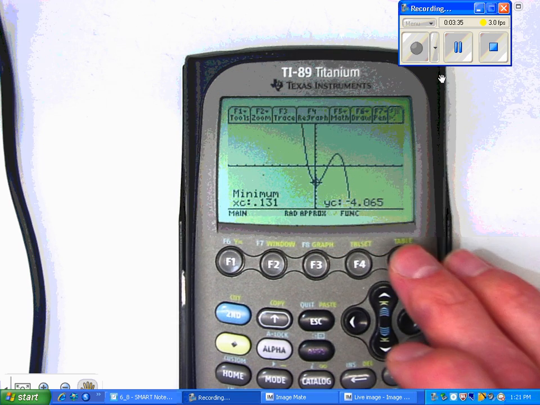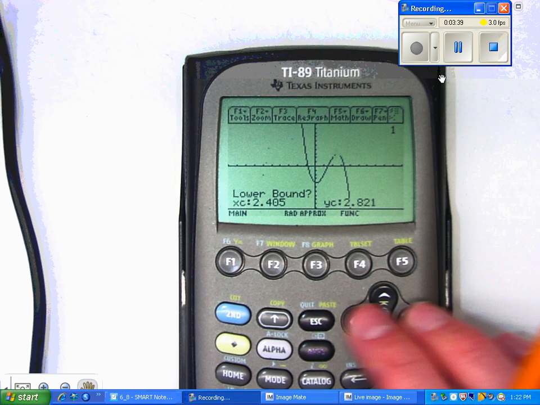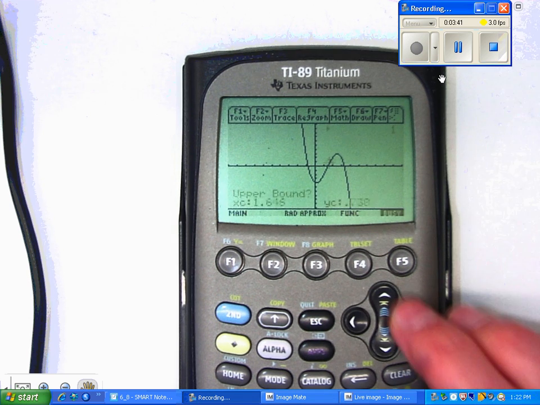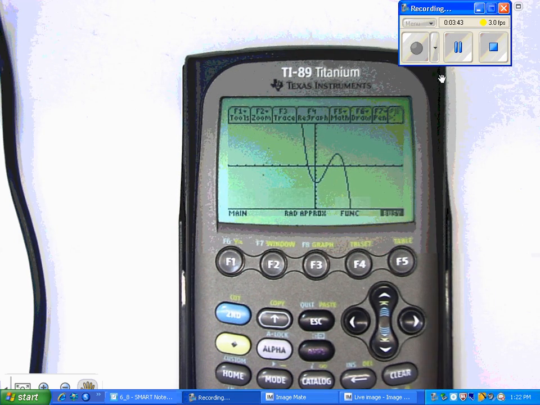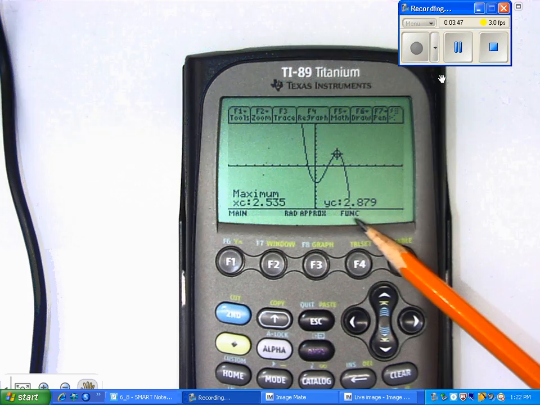Now let's do the maximum. F5, maximum. Okay, it's about right there. Go to the left of it. Enter. Go to the right of it. Enter. There's your maximum, 2.535, comma, 2.879.